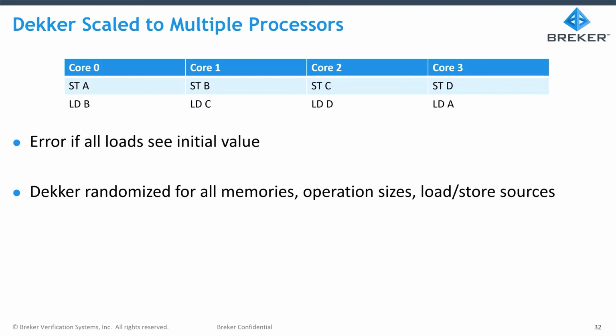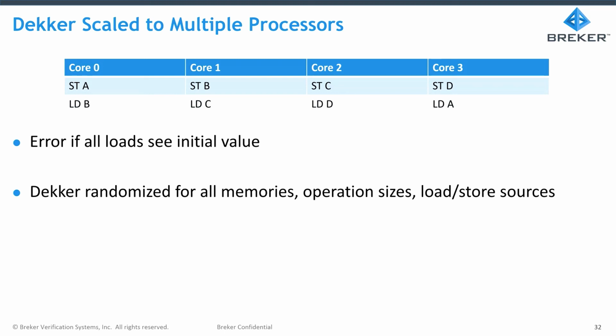Decker is a custom algorithm designed to test for weakly ordered memory. It is one of the different litmus cases that we think about, and Decker has been scaled up to multiple processors, and it's one of those tests where things are all good unless all the loads see an initial value and not one that was stored by a different CPU.